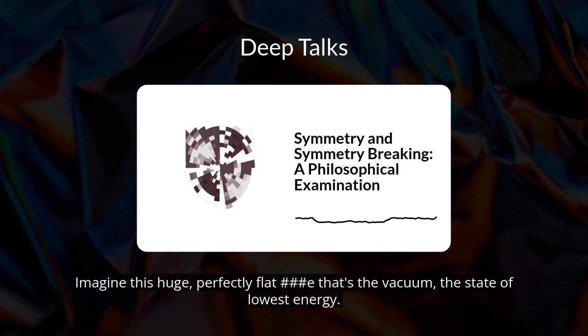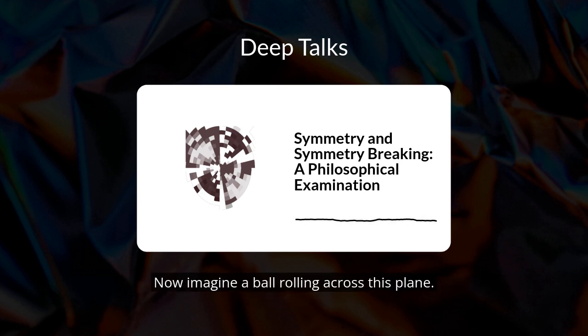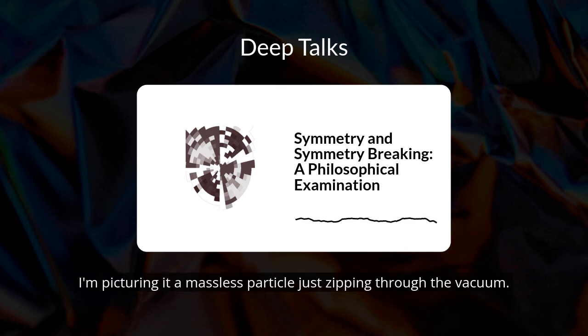Think of it like this. Imagine this huge, perfectly flat plane. That's the vacuum, the state of lowest energy. Now imagine a ball rolling across this plane. It's free to move. It has no mass. Okay, I'm picturing it, a massless particle just zipping through the vacuum.